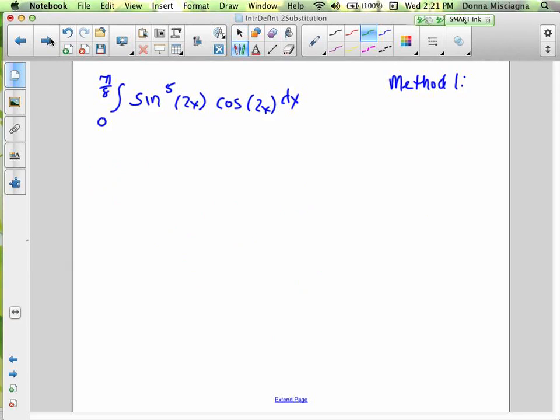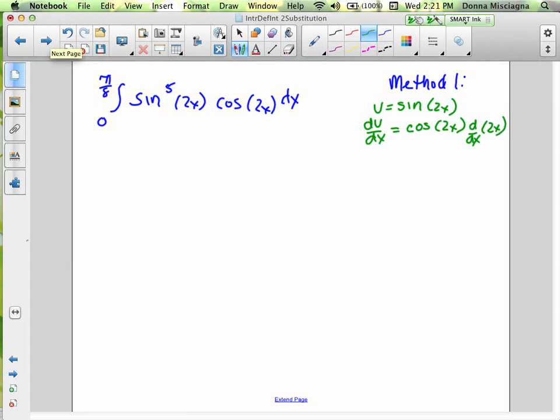All right, so method 1, we're doing a u substitution here first, and this is our integral: the integral from 0 to pi/8 of sine 2x to the 5th power times cosine 2x dx. The something to the power, of course, is our u. So u is sine 2x. The derivative with respect to x is, derivative of sine is cosine, and the argument stays the same, but then you've got to take the derivative of the argument if it's not just x.